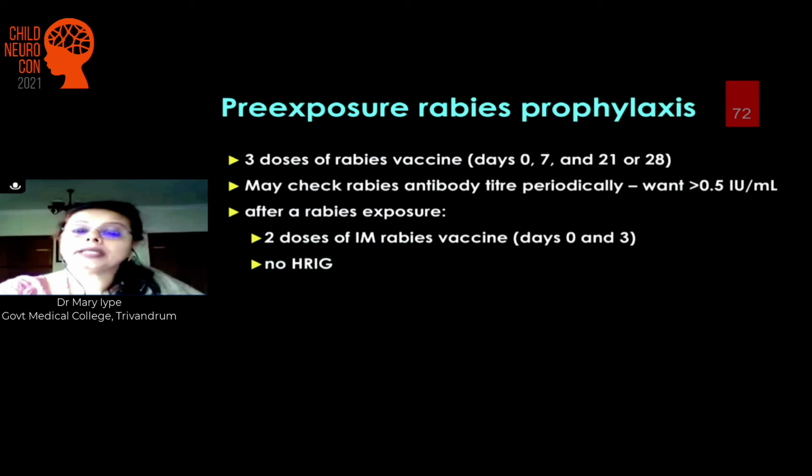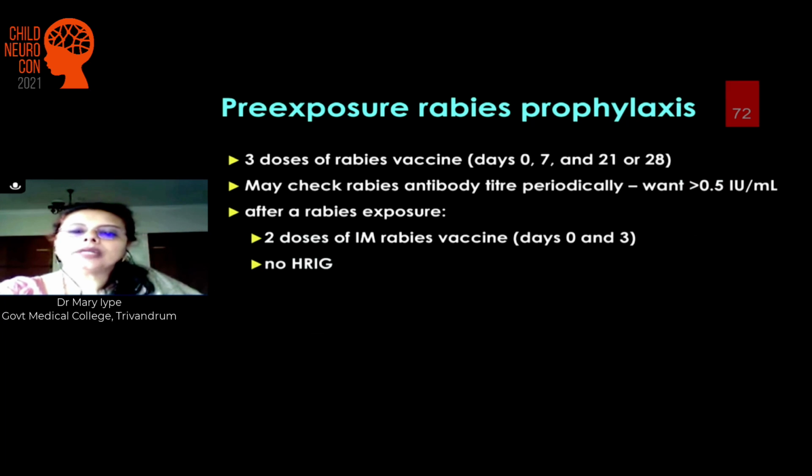Pre-exposure rabies prophylaxis: 3 doses of rabies vaccine at days 0, 7, 21 or 28 may be given as pre-exposure rabies prophylaxis to people who are highly prone to get dog bites. These people who are prone to get dog bites check the rabies antibody titer periodically, and it should be more than 0.5 IU per ml. And those who have already been vaccinated need, after rabies exposure, 2 doses of IM rabies vaccine on days 0 and 3. They do not need immunoglobulin.